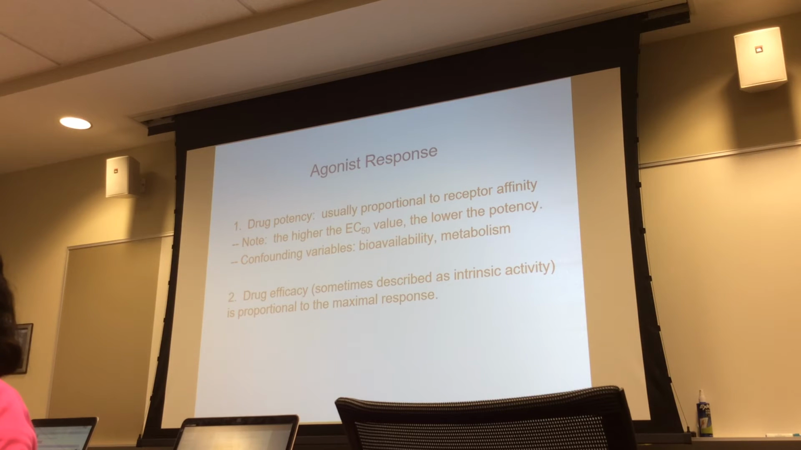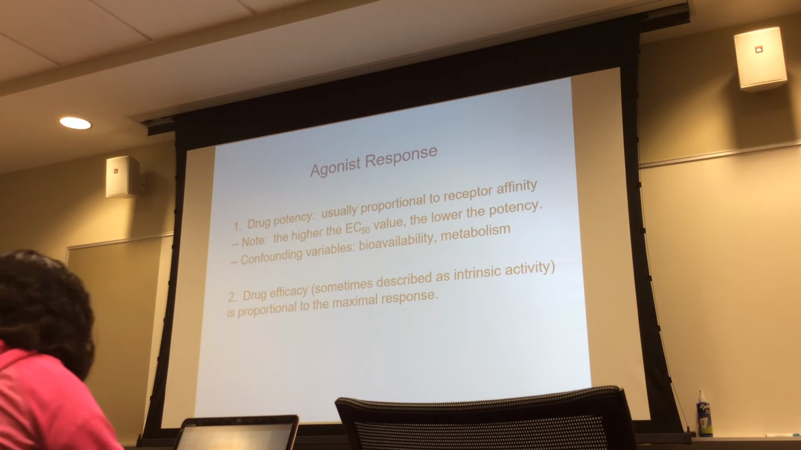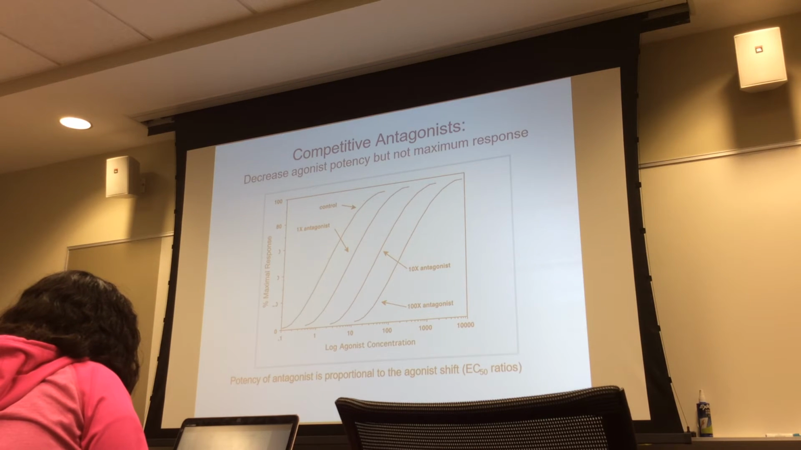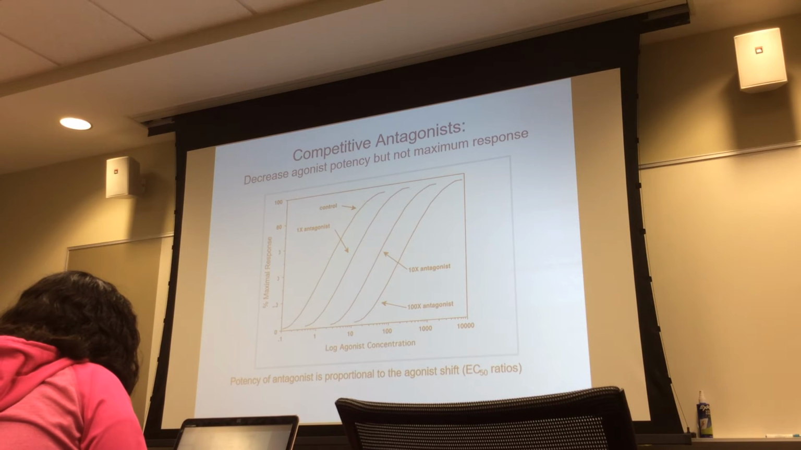Again, drug potency is the effective concentration 50, and drug efficacy is the maximum response you can achieve. This is a competitive antagonist graph, and we're going to have to calculate the potency of this competitive antagonist at some point. We're doing good on time. We have 10 slides to go.